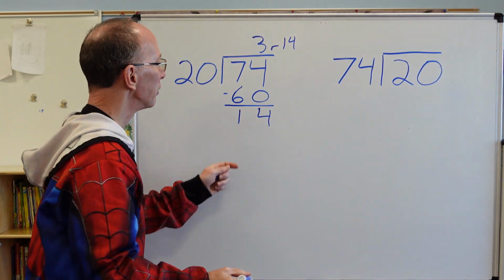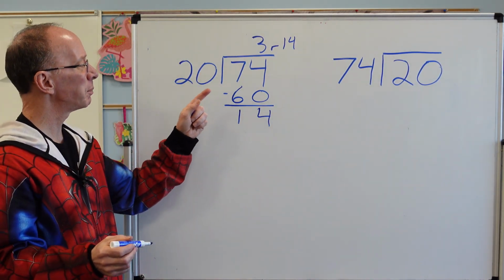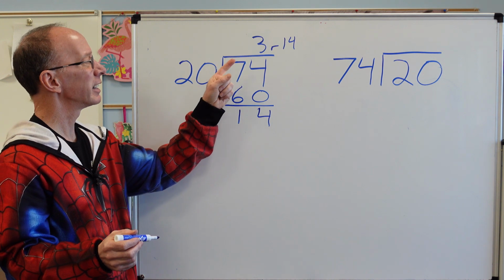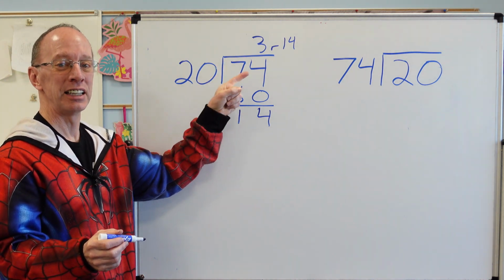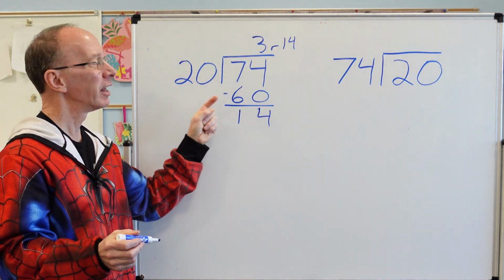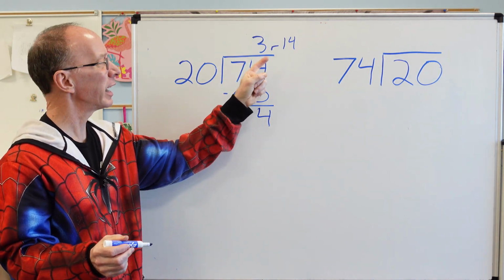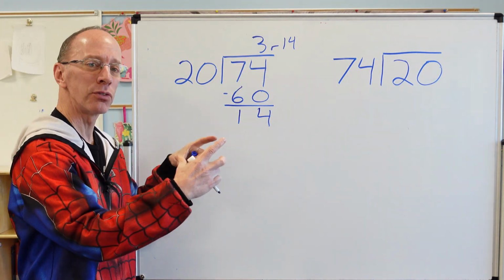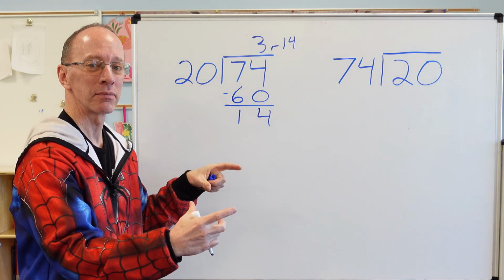14. So that would mean with all of these people, they're going to get 3 cookies each. So I have 20 people, they're going to get 3 cookies each with a remainder, with a plate of 14 cookies that are left over.